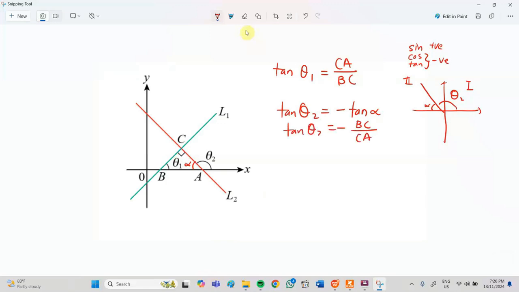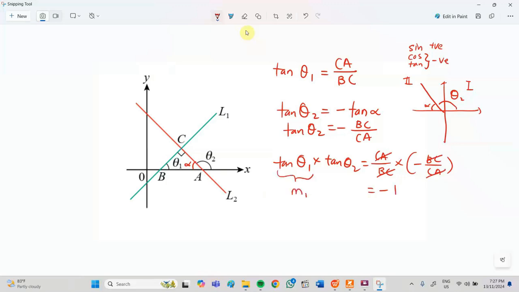Now we form tangent theta 2 using the lengths of the triangle, and we try to combine these two. So when we take tangent theta 1 multiplied by tangent theta 2, we are taking CA over BC, multiplying this by negative BC over CA. So BC cancels, CA and CA cancel, we get negative 1. And tangent of theta 1 is actually the gradient of line number 1, and tangent theta 2 is the gradient of line number 2.